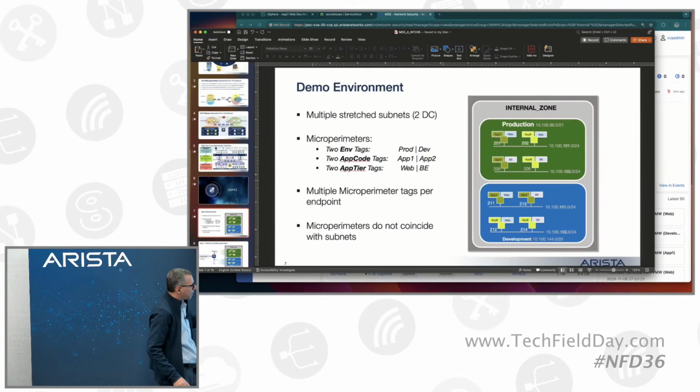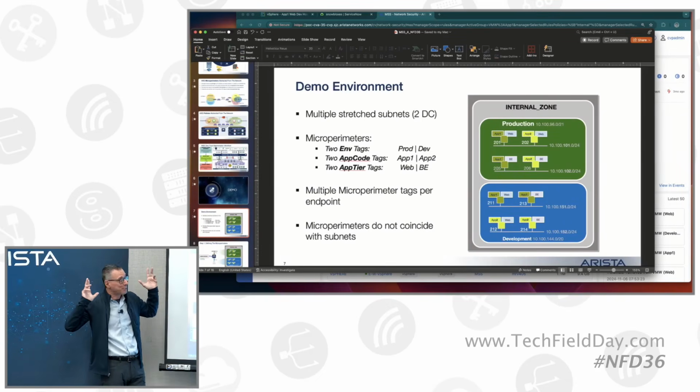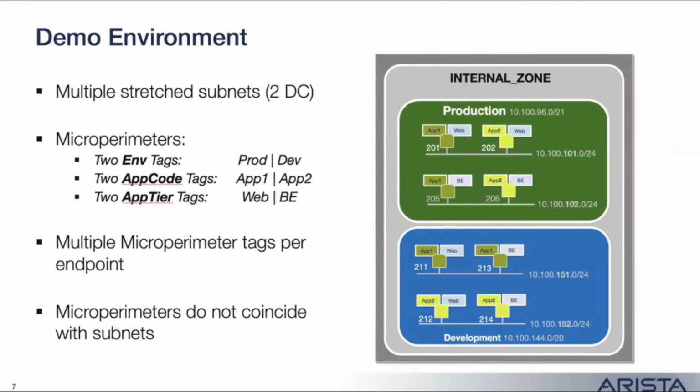Just to describe my logical demo environment: it's a couple of data centers, and I've divided everything in 2, so it's awfully easy to follow. I made an attempt to radically simplify. We have 8 workloads, and they're divided into 2 environments. Let's go from the inside out: 2 application tiers, web and backend, 2 applications, app 1 and app 2, and 2 environments, prod and dev. So you will see that we have a production environment and a development environment, 2 applications, each application has a front end and a back end.